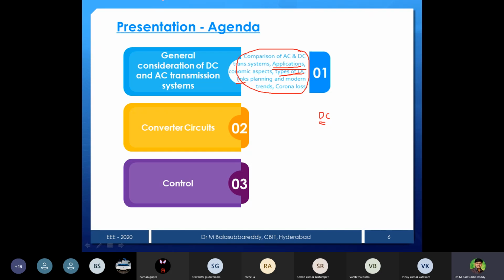So with the consideration of all these, we have to design the planning of HVDC transmission by considering these three factors. That's what I mentioned in the comparison case also. So plan in such a way, and then the choice of voltage levels, and what voltage levels we have to consider in this transmission system, and all these aspects. Then modern trends in HVDC transmission technology.